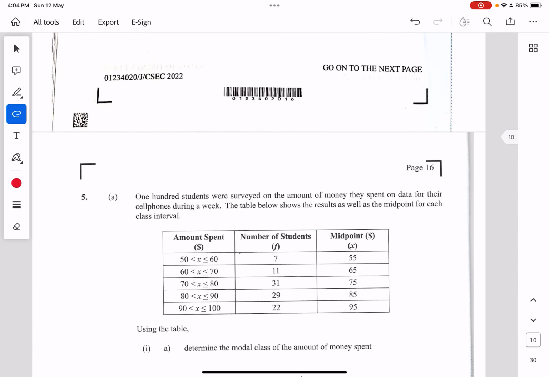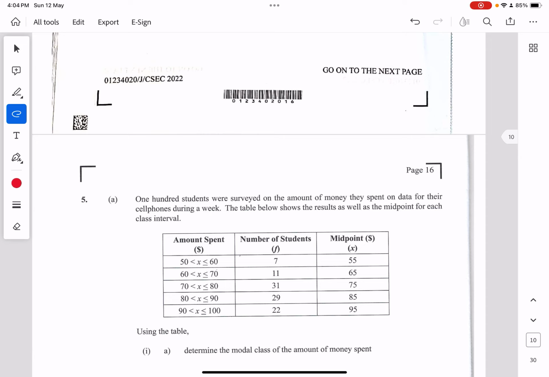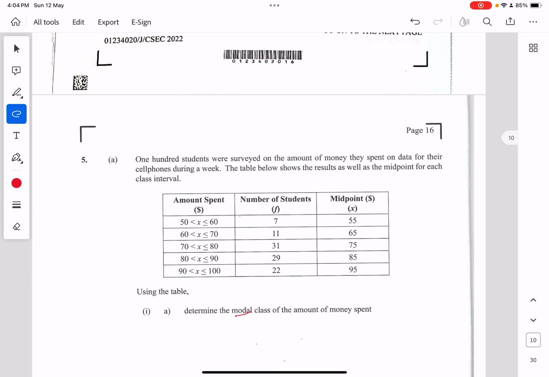For this question, I see they're asking for modal class. 100 students were surveyed on the amount of money they spent on data for their cell phones during a week. The table below shows results as well as the midpoint for each class interval. Using the table, determine the modal class of the amount of money spent.